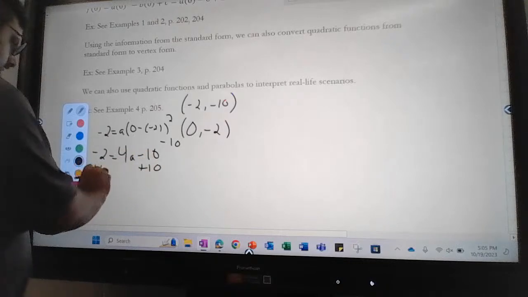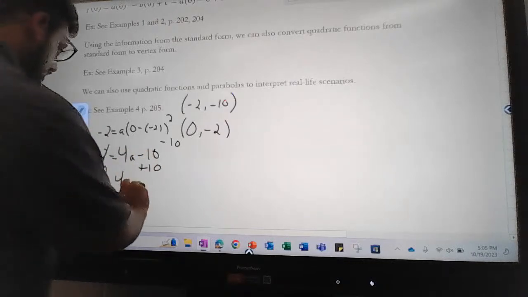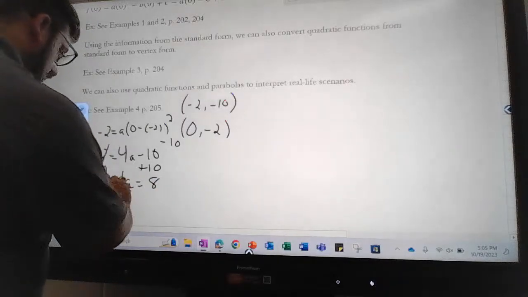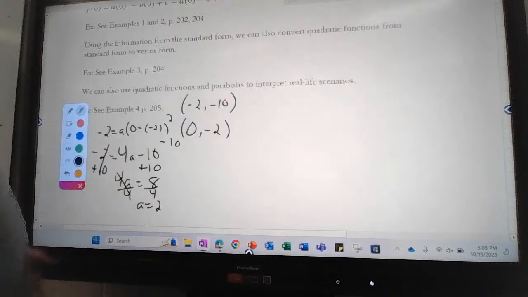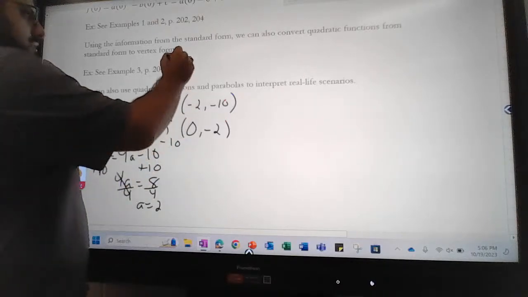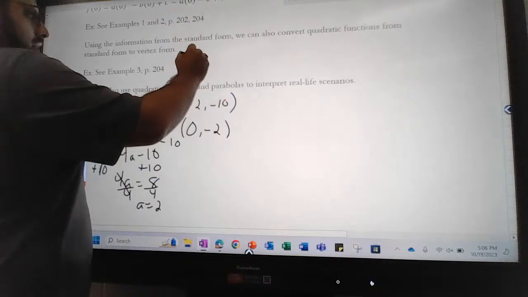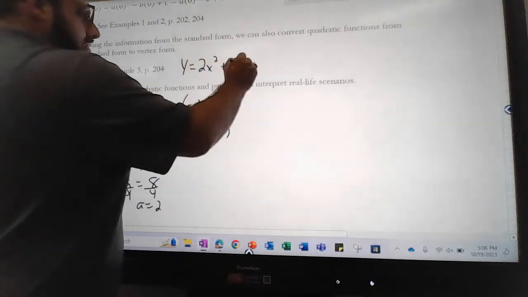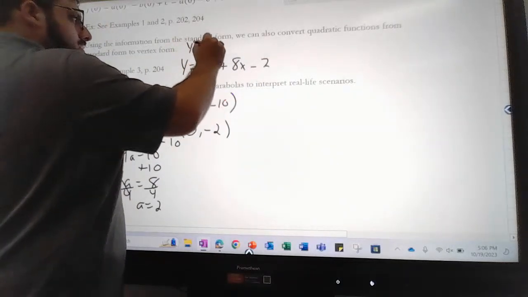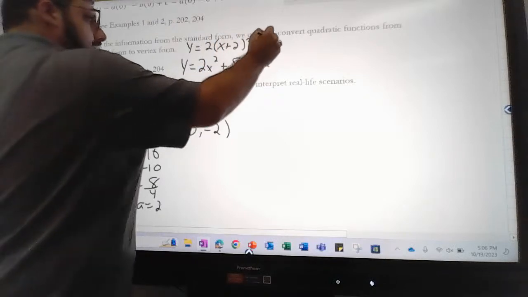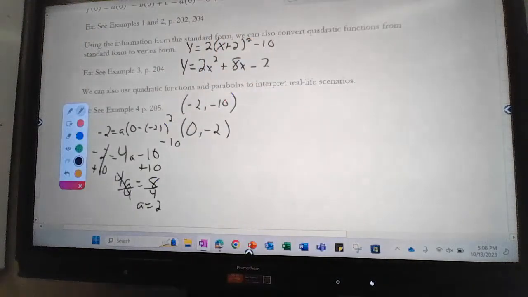Add 10 to both sides. 4a equals 8. Divide by 4. a is 2. Actually, to be honest, I didn't need to find the value of a because it was already given as 2. But anyways, that's why the value for a is 2. So this is my standard form, 2x squared plus 8x minus 2. My vertex form is y equals 2 times x plus 2 squared minus 10. Those would be the same thing.